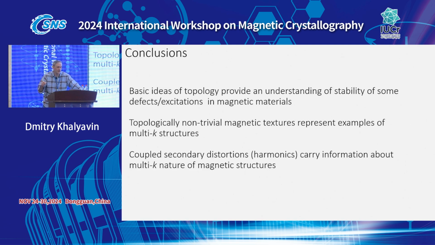So in order to verify that, you need either quantitative refinement, or other measurements like transport measurements to check the topological Hall effect, and so on. All this information together can help you to make a decision whether you are dealing with a skyrmion lattice or some other topological multi-K structure.